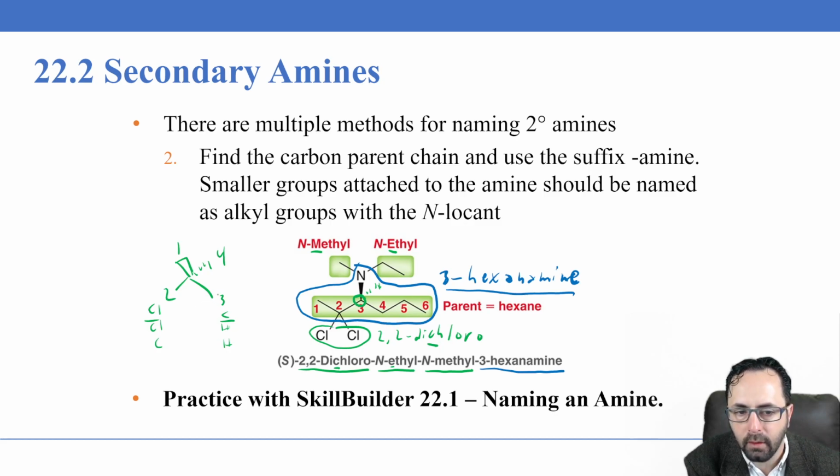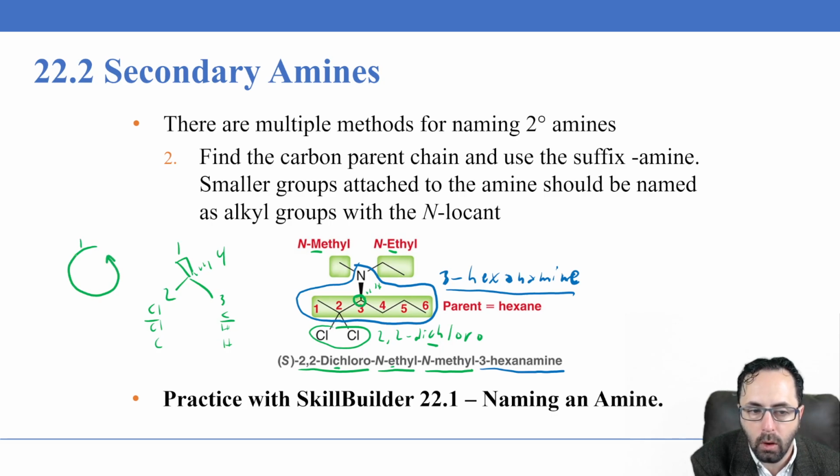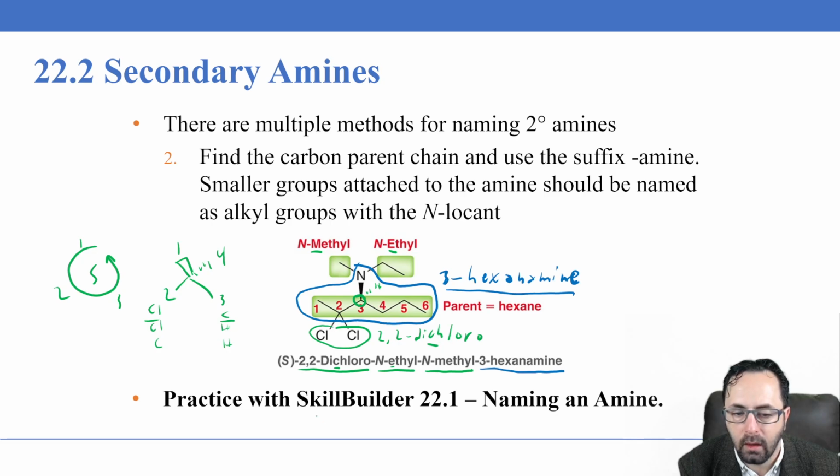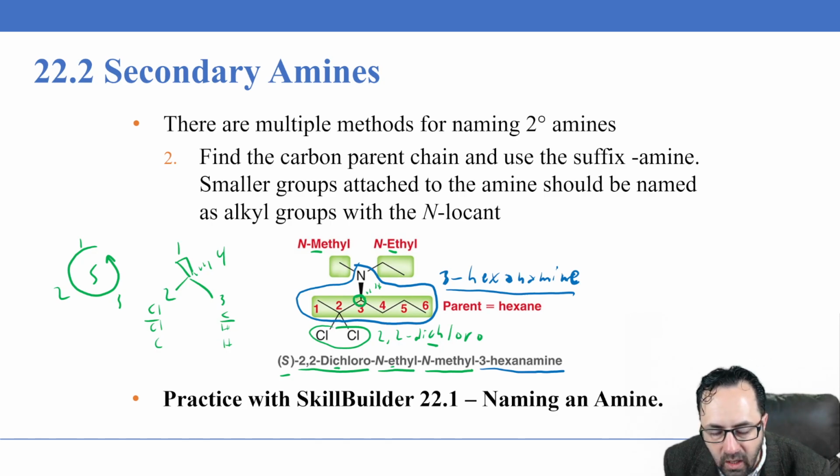And so here we have 1, 2, 3, a left-hand turn, S, and since there's only one chiral center here, we can just say S, or we could say 3S. Make sure to put that in parentheses. And so that's how you do the nomenclature of amines. I encourage you to practice on the homework with naming the amines. I assigned the Skill Builder 22.1 for that, along with end of chapter problems a little bit too for some extra practice.